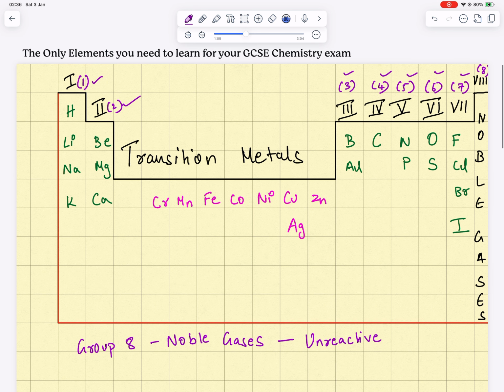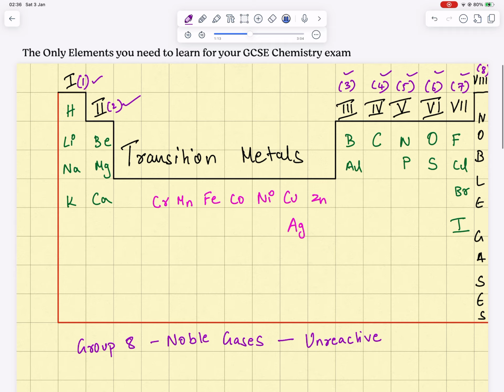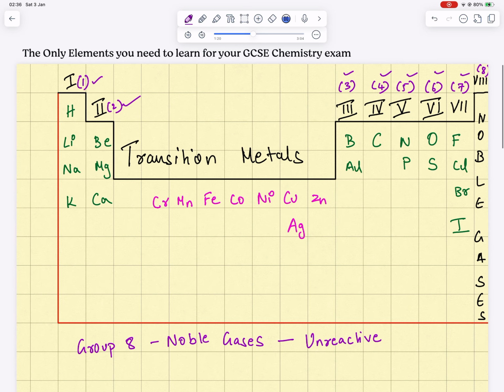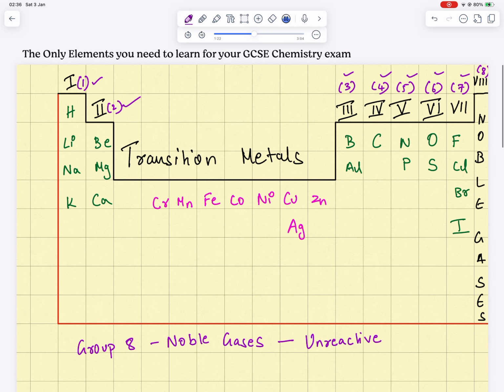Groups are the vertical columns you see on the screen. And each group number, what does it mean? The number of the group is telling you the number of valence electrons, that is the electrons in the outermost shell. For example, the only elements you need to learn for your GCSE chemistry are on the screen.